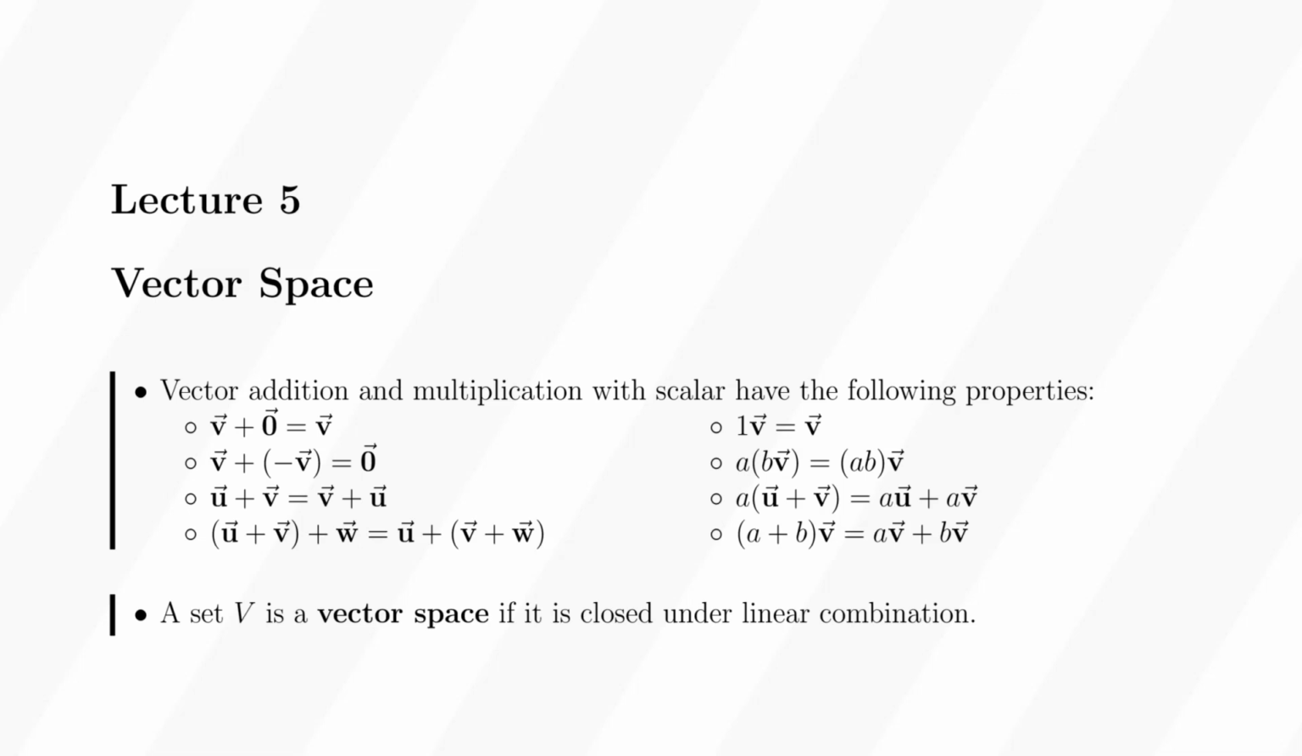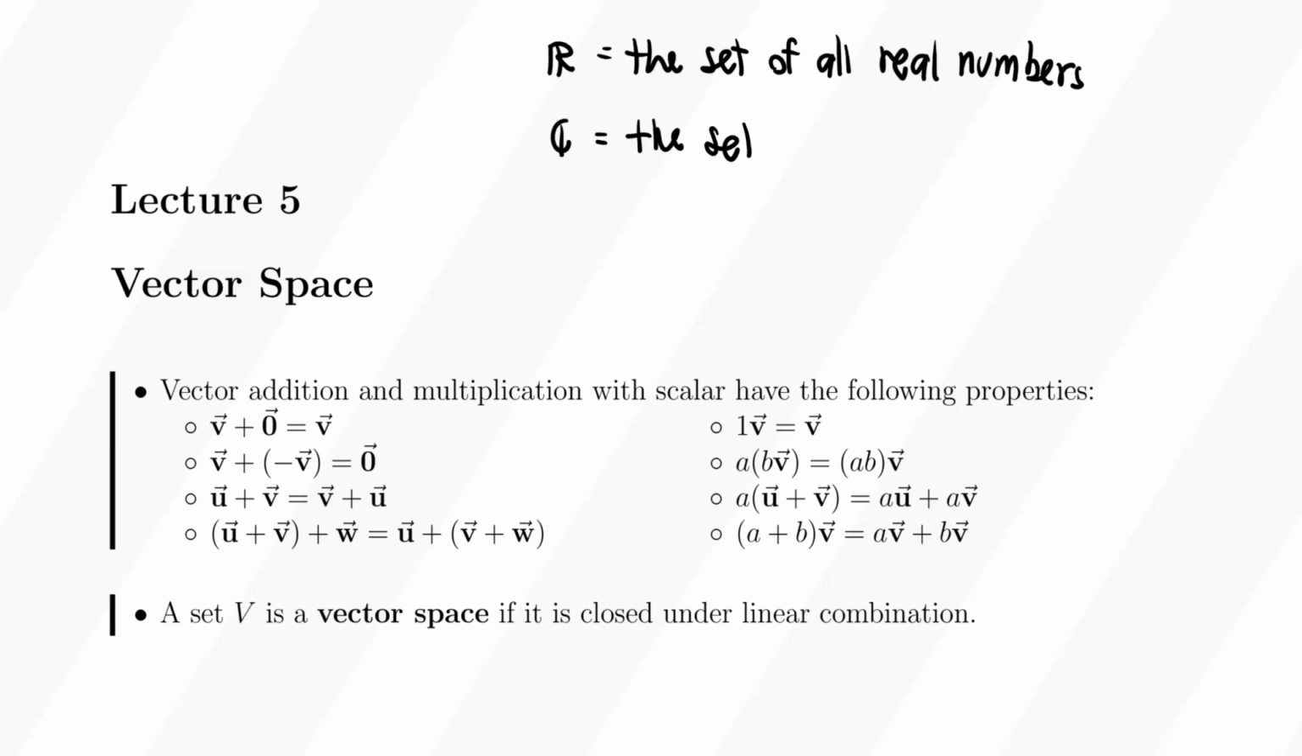Usually when we want to study something, we will have a set that contains all objects of interest. For example, we have R, the set of all real numbers. We have C, the set of all complex numbers.